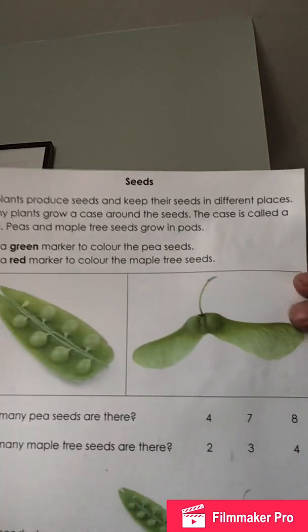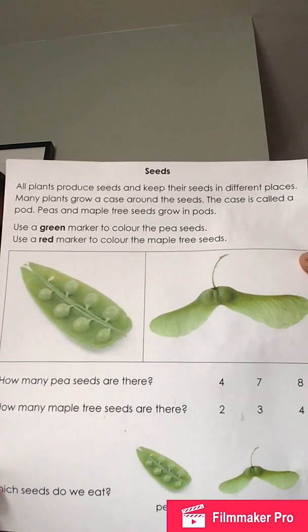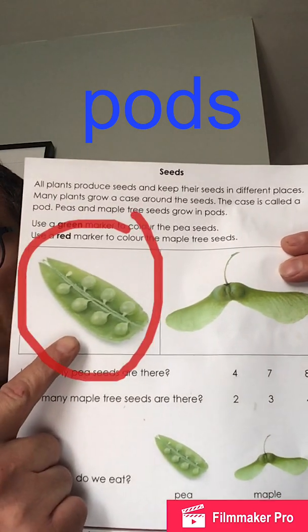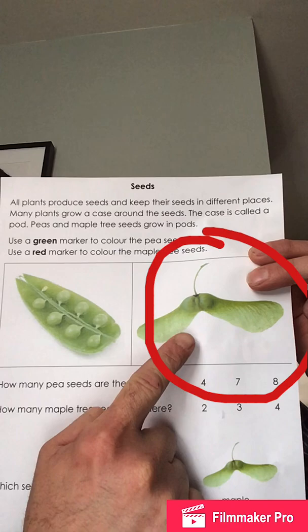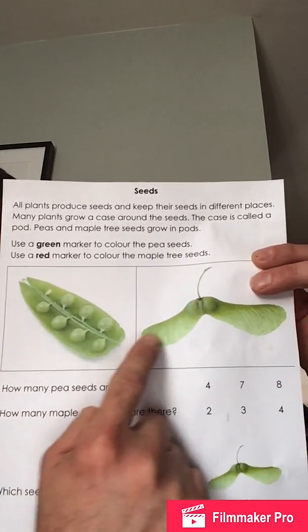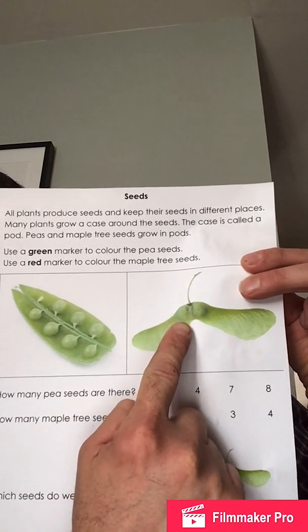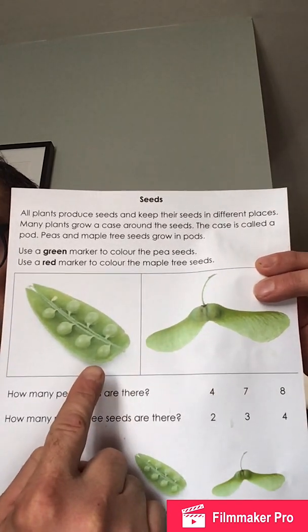All right, so I have my worksheet here in front of me, and as you can see, this worksheet is an example of a pod. And these are 2 pods here. This over here is a pea pod, and this over here is a maple leaf pod. And seeds are stored inside these pods to protect them. So over here we can see the 2 seeds that are inside a maple leaf pod, and this over here is a pea pod.